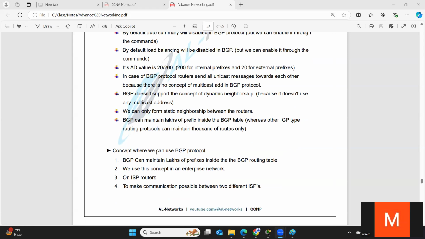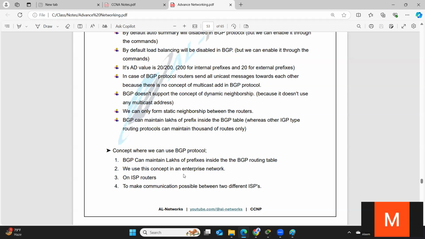Okay, I have muted. So BGP can maintain lakhs of prefixes inside the BGP routing protocol. That is the reason we are using the BGP routing protocol. And we use this concept in enterprise networks. Enterprise means whichever the IBM, those are the enterprise networks. Our Wipro, the big ones.